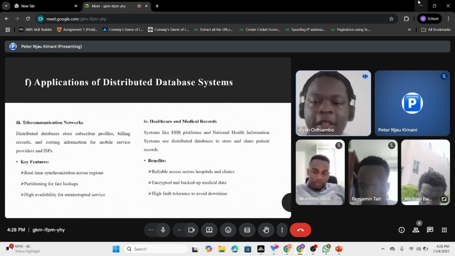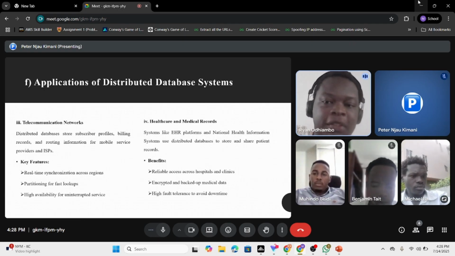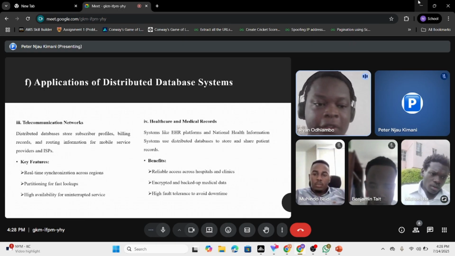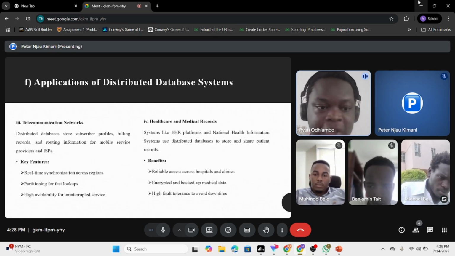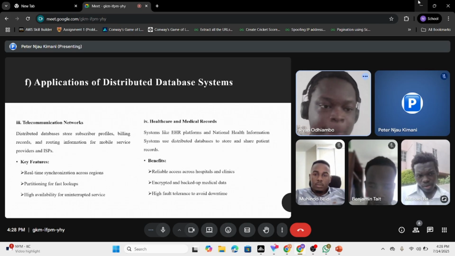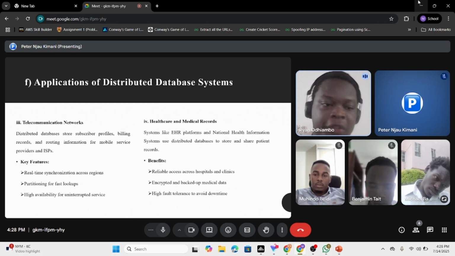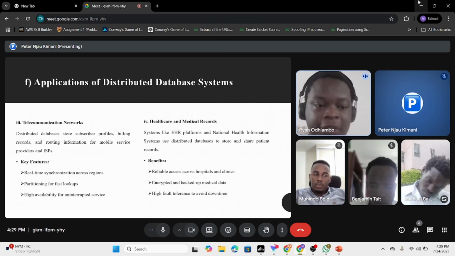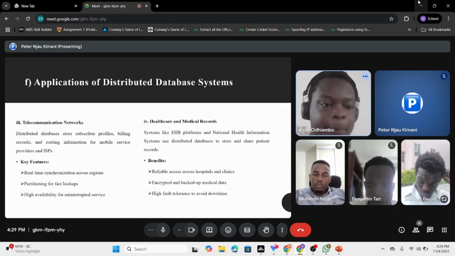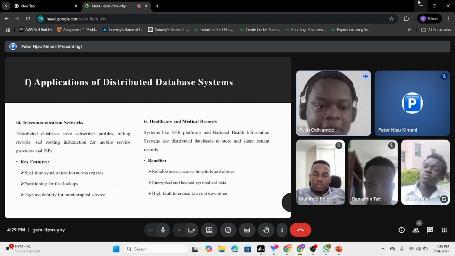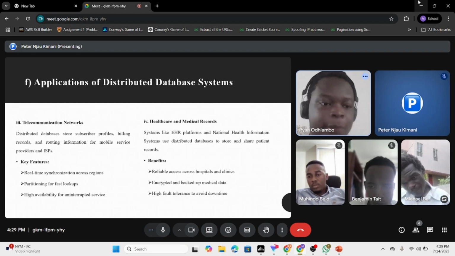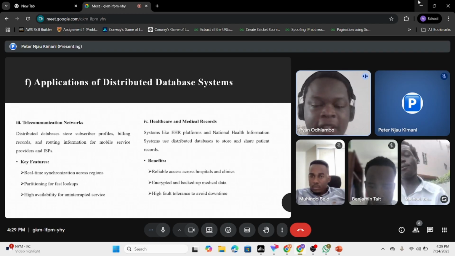So some key features of telecommunication networks: there's real-time synchronization across regions. In this way, all the databases are kept consistent across all the regions in which they're stored. There's also partitioning for faster lookups, which reduces the time needed to find the records stored there. And there's also high availability for uninterrupted services, as these services need to be available when they are needed.